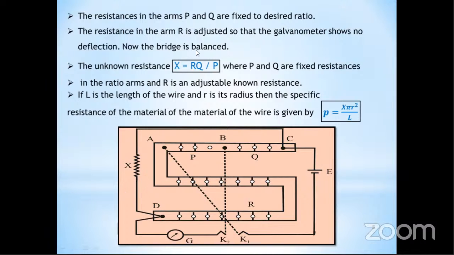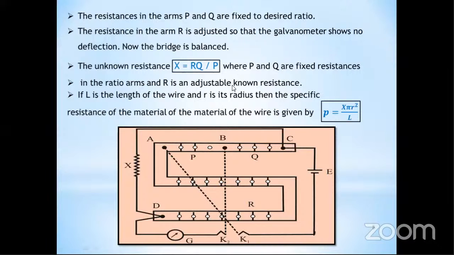The resistance in the arm R is adjusted so that the galvanometer shows no deflection. Now the bridge is balanced, and with the help of this we can take the formula X is equal to RQ divided by P, where P and Q are fixed resistances, that means constant resistances, having the same ratio in the ratio arms, and R is adjustable. That is, you can say this is the resistance box, which we can change. As the ratio of P to Q changes, you can change this R and see the value of X.